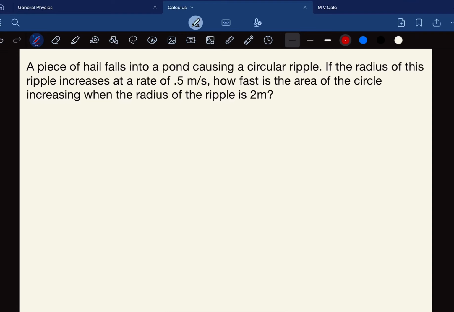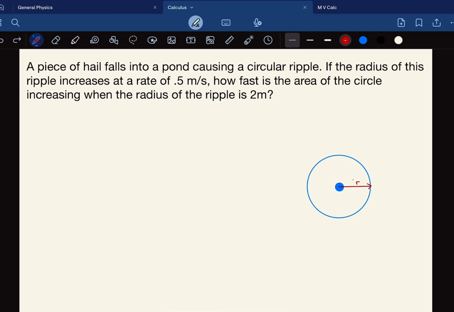In this video, I will be covering related rates, which is an incredibly useful tool from calculus, which is applied in many real-world examples and helps us gain more of an intuition about how calculus functions in the world around us. In this problem, we have a piece of hail hitting the surface of a body of water, leading to a circular ripple, as you can see in this demonstration below.